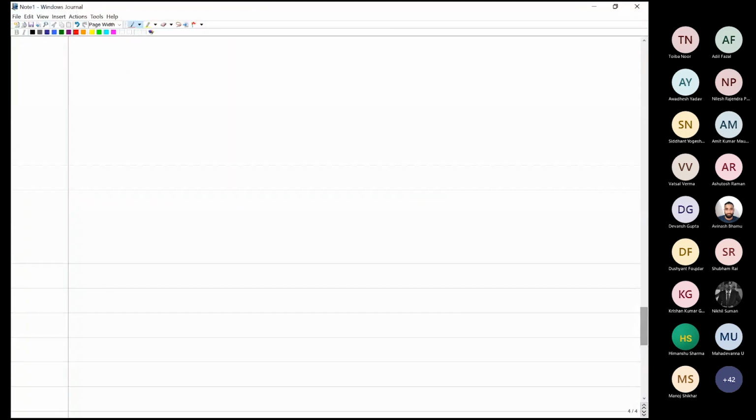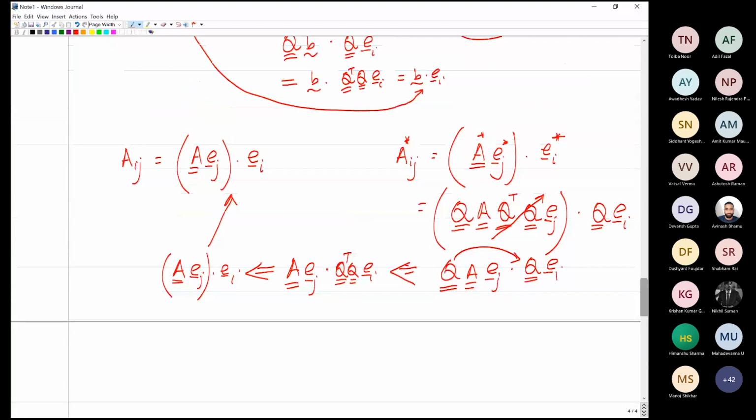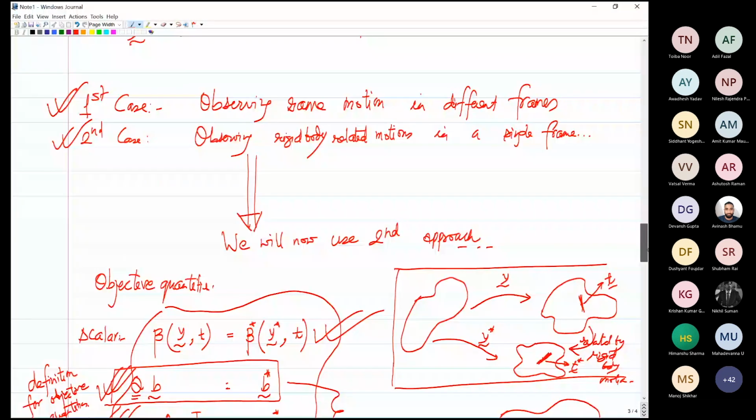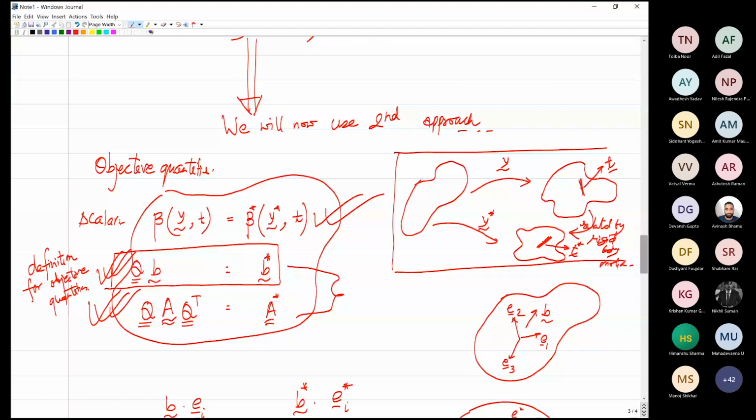You see that in this definition, we are always measuring relative to one single frame. There's one single frame, but looking at related motions. Now let us try to see some of the quantities that we have already seen. Are they objective or not? Let us try to find that.